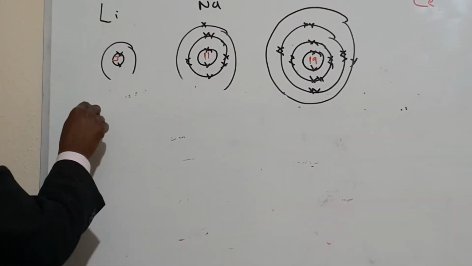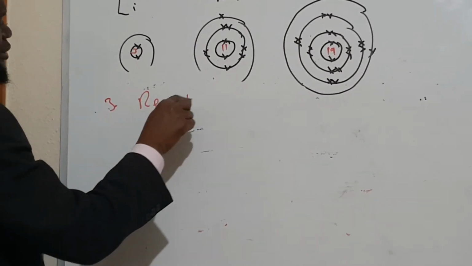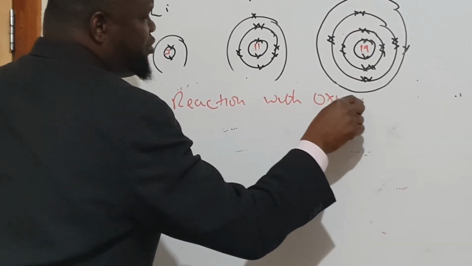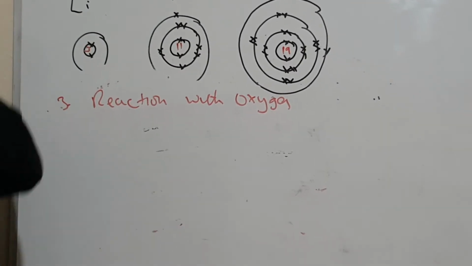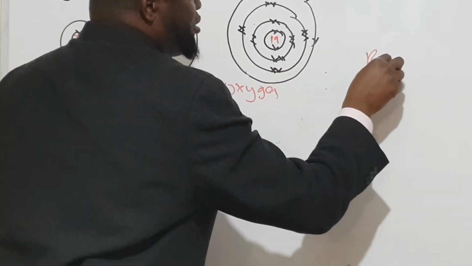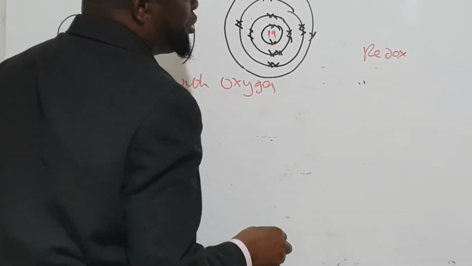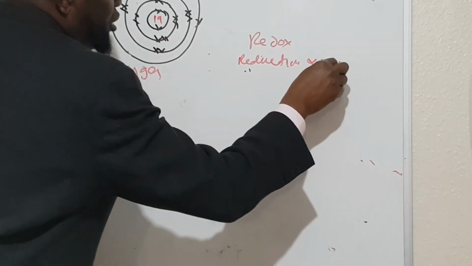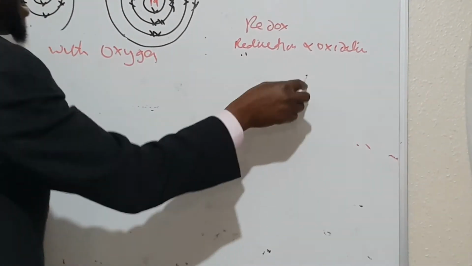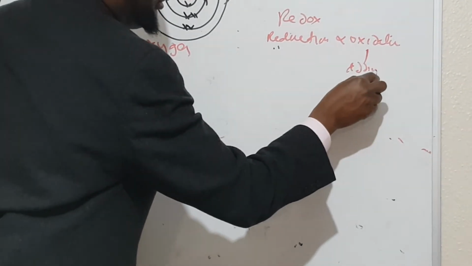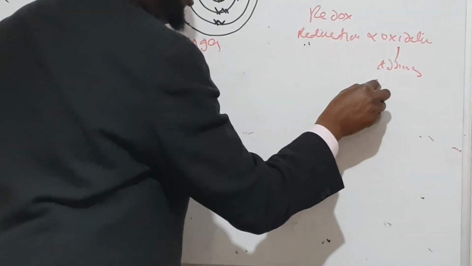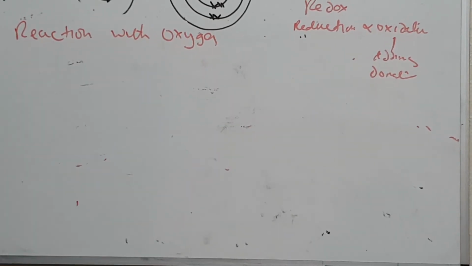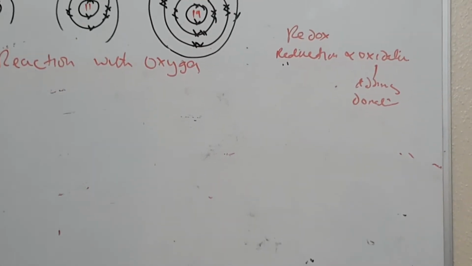Now, number 3 is reaction with oxygen. When they react with oxygen, we call it a redox reaction: reduction and oxidation. We are going to do this topic. Oxidation means adding oxygen, or donating electrons. Reduction means taking out oxygen, or subtracting electrons.